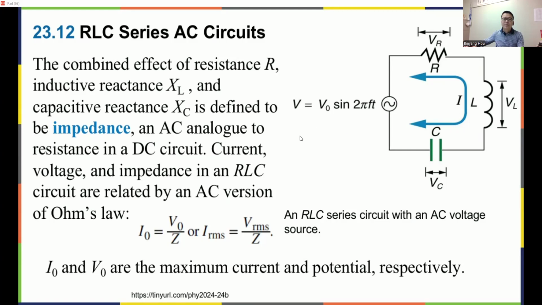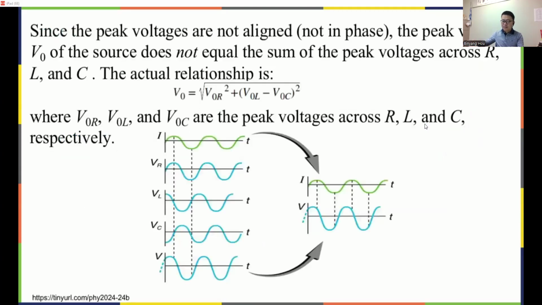So then the current in the AC circuit also behaves similarly to Ohm's law, where your current I sub zero, similar to I max, should be the maximum voltage divided by the impedance of the whole circuit. And if you are looking at the RMS current, it should be just the RMS voltage divided by Z. So this is again similar to Ohm's law. All right, so we have those three at the same time in the circuit. Let's take a look then.